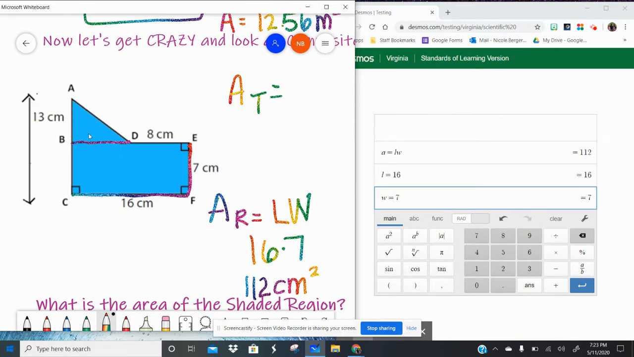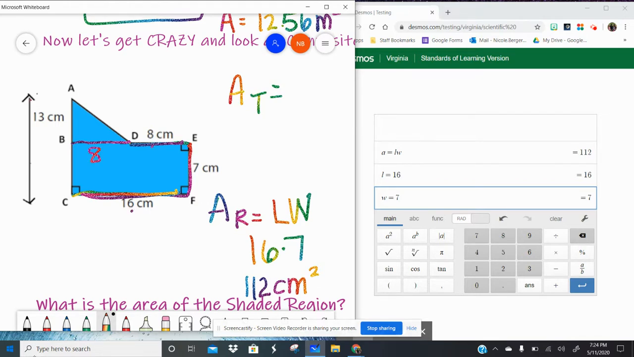I'm missing all the dimensions of the triangle. So I have to use what I know about the rectangle to solve what I need for the triangle. I know that the full length of that rectangle is 16 centimeters, from here to here. But from here to here is 8. 16 minus 8 means that right here is 8, right?